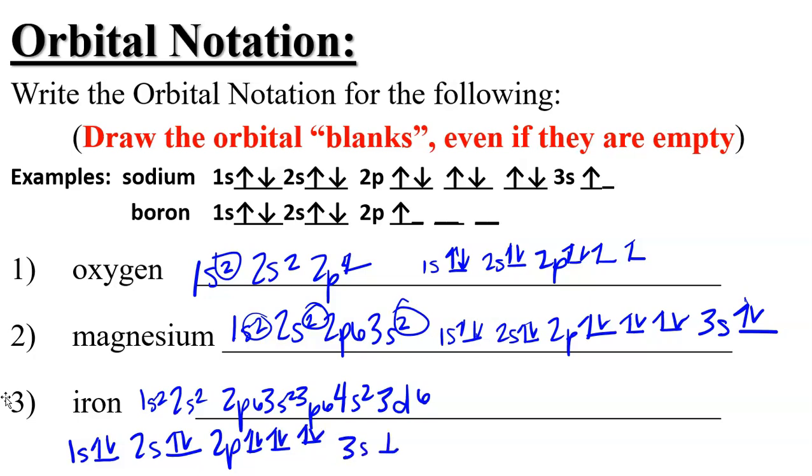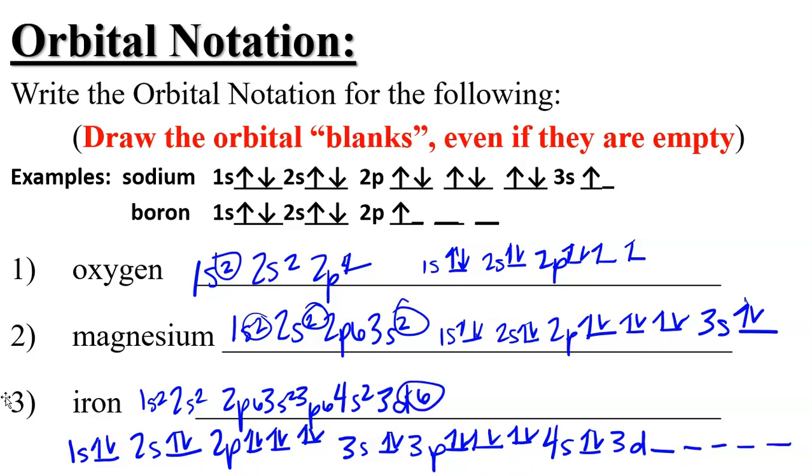3s is filled. 3p is also filled. Let's come back for pizza. 4s is filled, and then on to 3d. Remember, you go from 4s to 3d, 5 orbitals, but he only has 6 electrons, so let's fill it out one way first. And then one of them gets to come back for pizza.